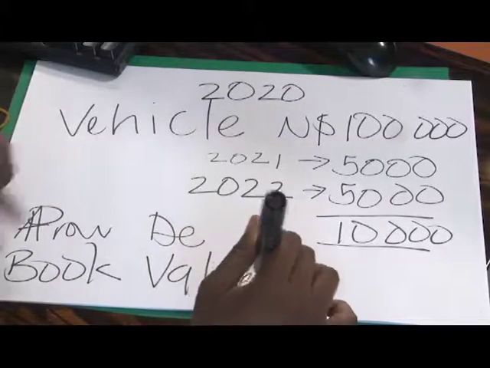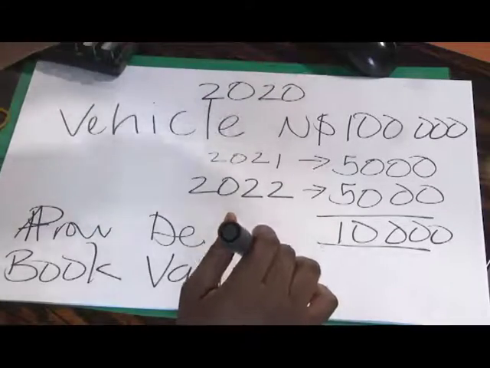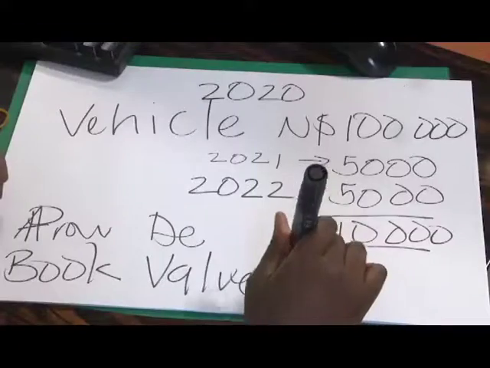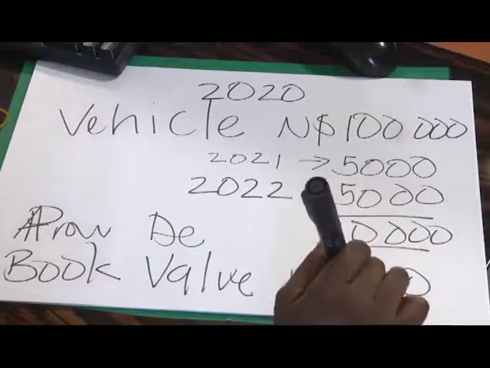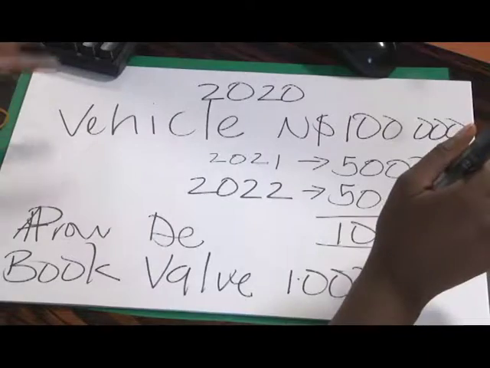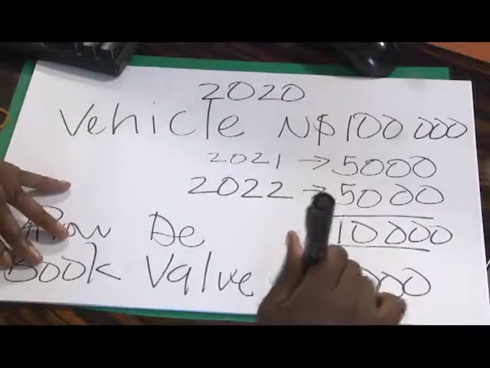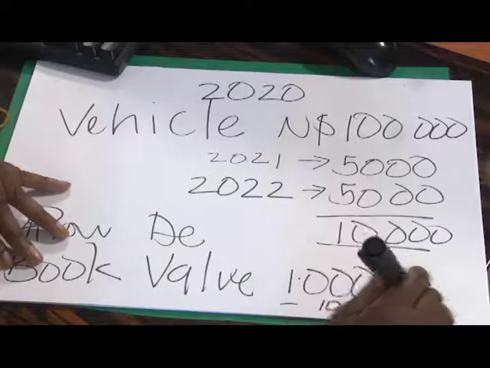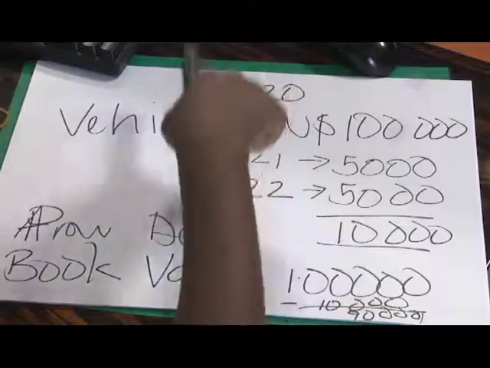So the book value for 2022 won't be 100,000 as when you acquired the asset, but it's going to be 100,000 minus 10,000. That is going to be now 90,000. That will be the book value. That is just an example. That is the book value of the vehicle in 2022.